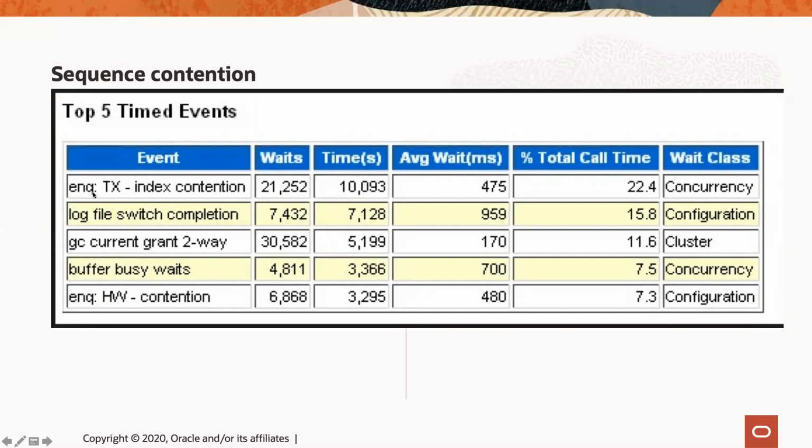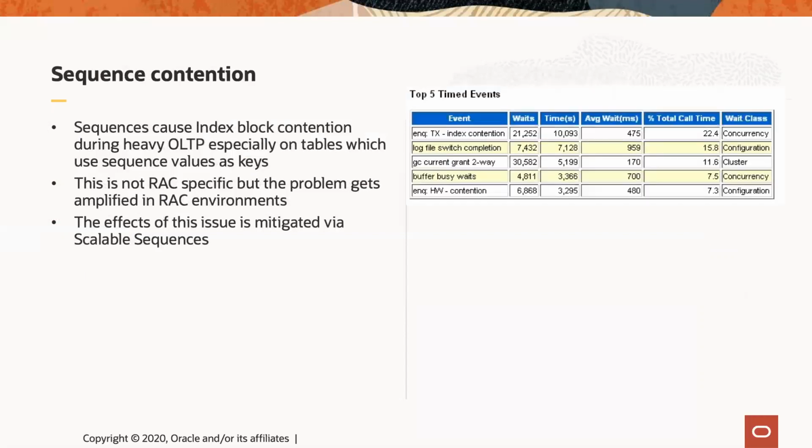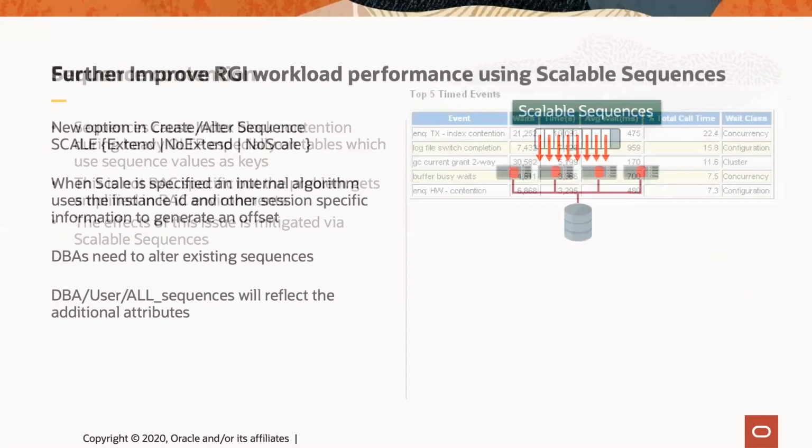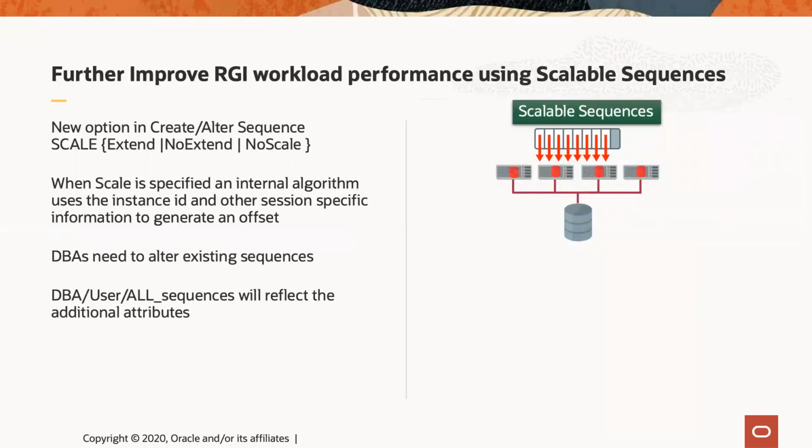You can see that the enqueue TX contention is shown as high, and this is because the index is based on a primary key, which is based on a sequence, which is why you see this kind of sequence contention. How do you fix it? Well, one of the ways you can do it is using scalable sequences. Scalable sequences essentially allow you to define the sequence such that it uses the node number as a key value in calculating the next sequence number.